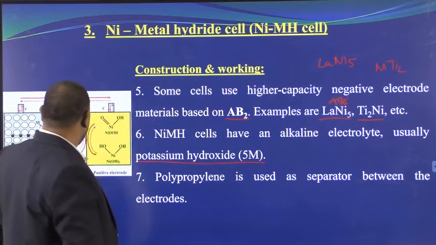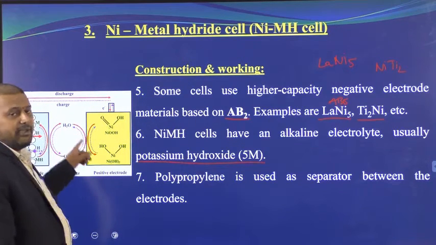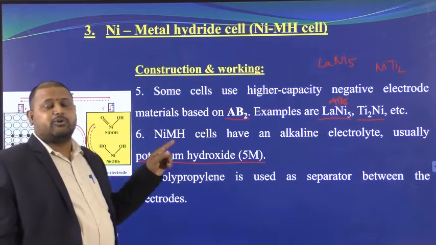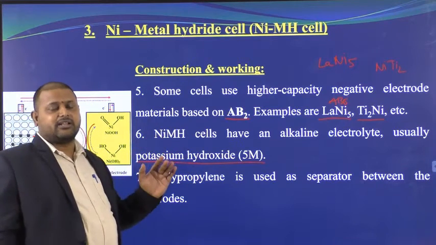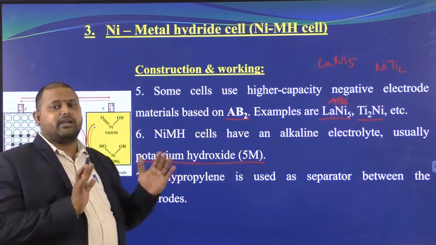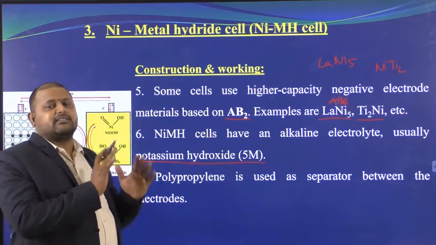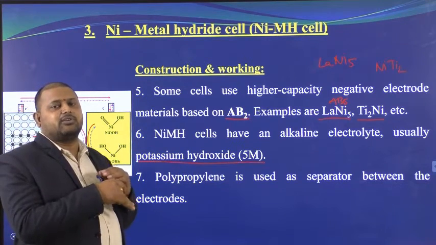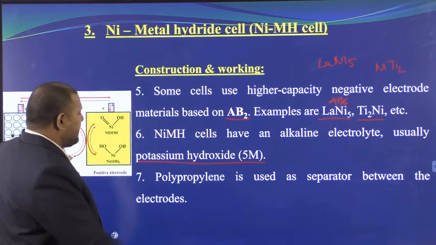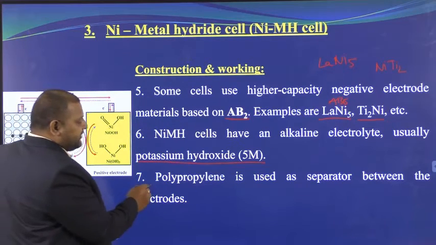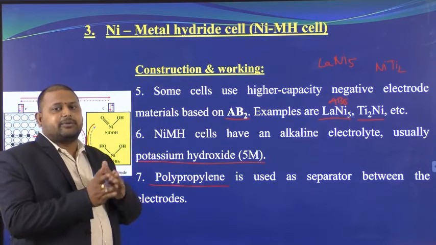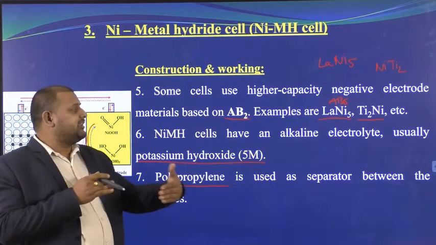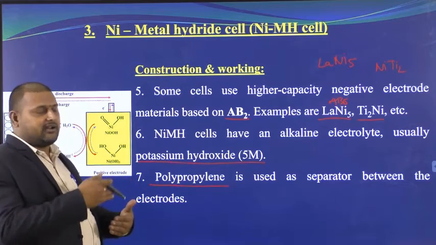Generally we take it as 5M. The electrolyte is always a base. This is common in both the nickel cadmium battery and the nickel metal hydride battery. You should remember the common points so that you can compare these two, see the differences, and remember them. Then you can write both the questions simply. And what is the separator? We generally use the polypropylene separator. The polypropylene separator easily separates the metal hydride and the nickel, the anode and the cathode. That's all.